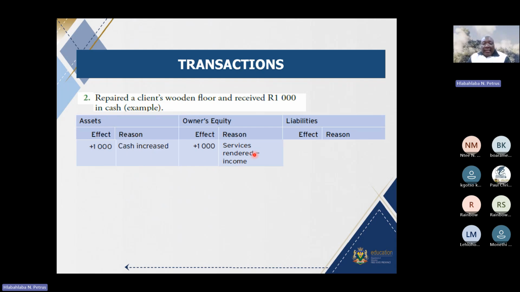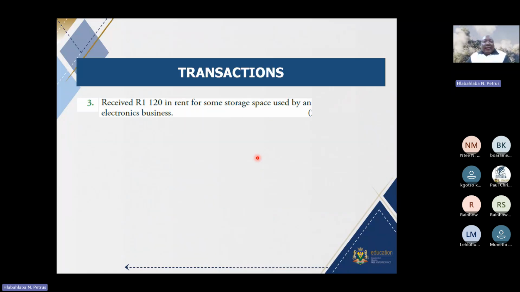Our reason for that is the services rendered. Remember, the type of business we are doing is a service business. Now we have rendered the service to this client and we are receiving that amount of 1,000 Rand. So the reason will be services rendered. That services rendered is an income to the business. Under the liability, we are going to have nothing here. Let's move to the next transaction.